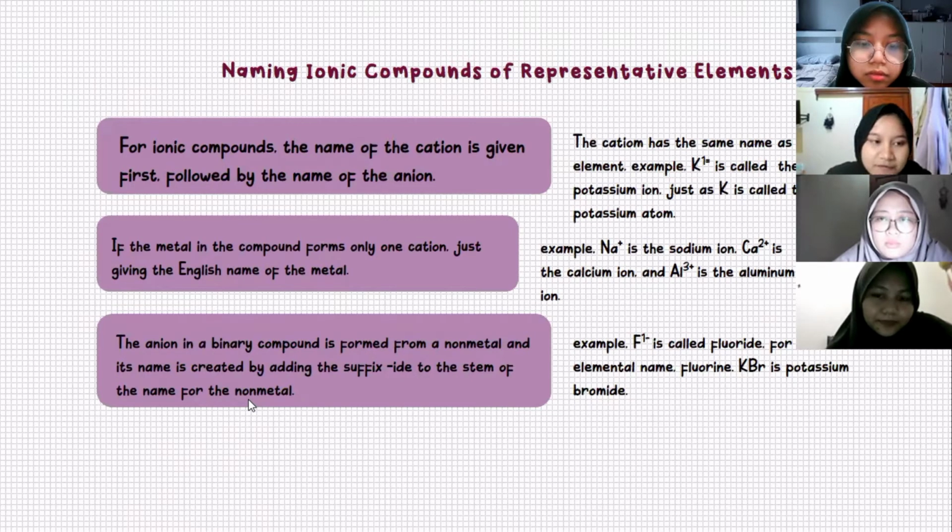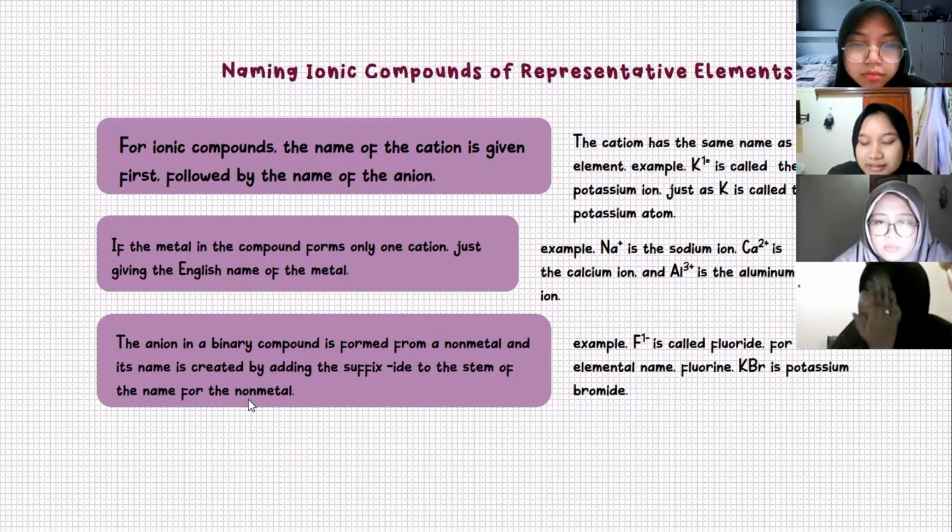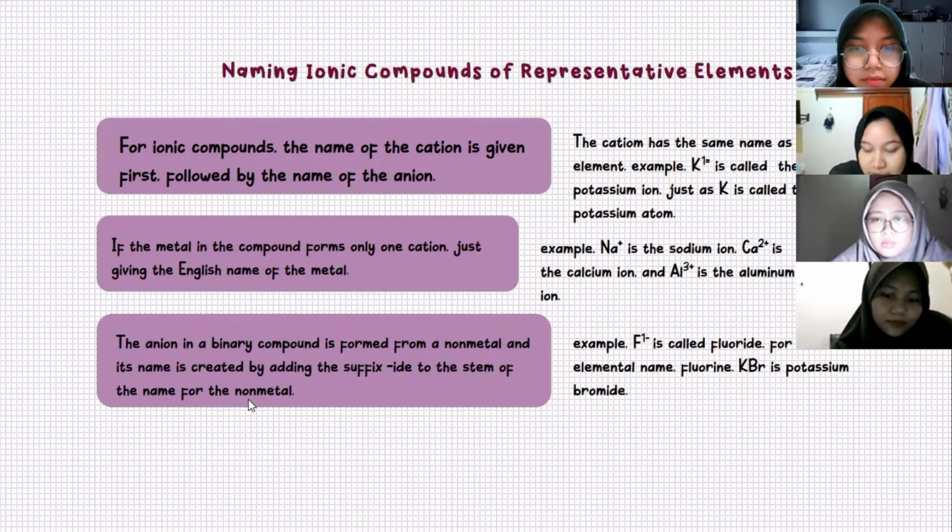Okay, naming ionic compounds of representative elements. First, for ionic compounds, the name of the cation is given first, followed by the name of the anion. The example is K plus is called the potassium ion, just as K is called the potassium atom. And if the metal in the compound forms only one cation, we just give the English name of the metal. Example, Na plus is the sodium ion, Ca2 plus is the calcium ion, and Al3 plus is the aluminum ion.